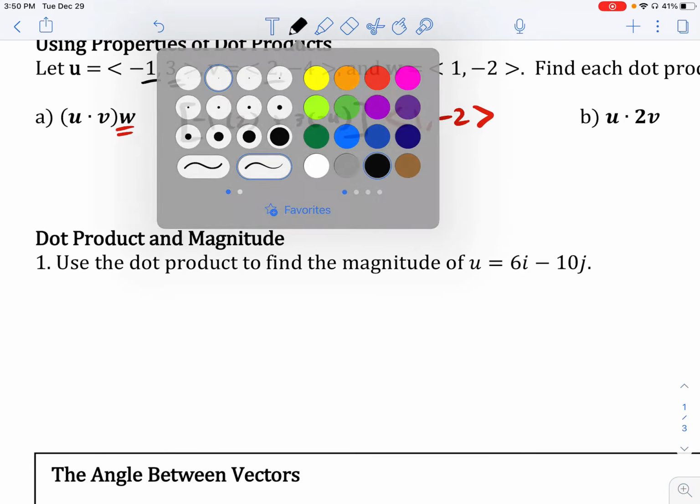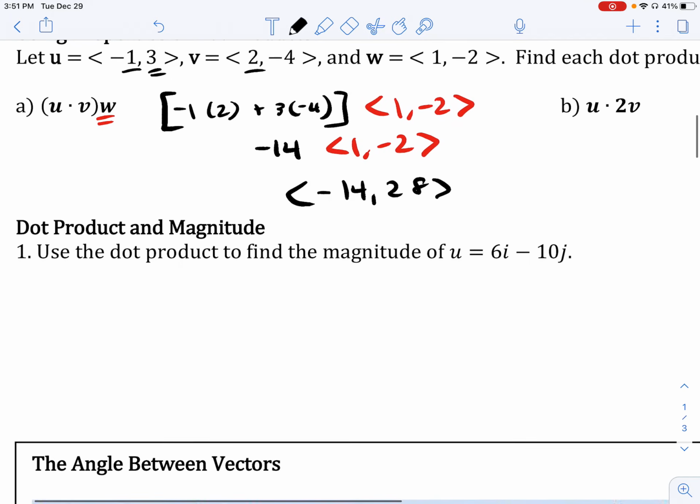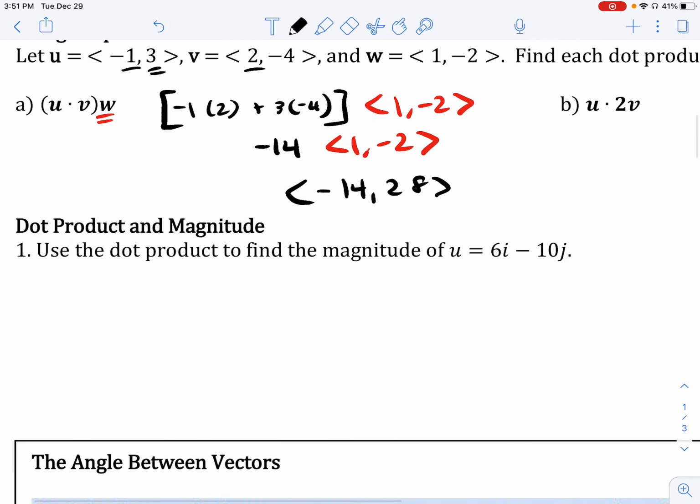Well, what do we get when we do the dot product of u and v? That gives us -2 plus -12, which is -14. Then we're going to multiply that by <1, -2>. And again, this simply gives us a new vector now, <-14, 28>. All right, I'll let you try B on your own, and again, check your solutions with what we have in classroom.